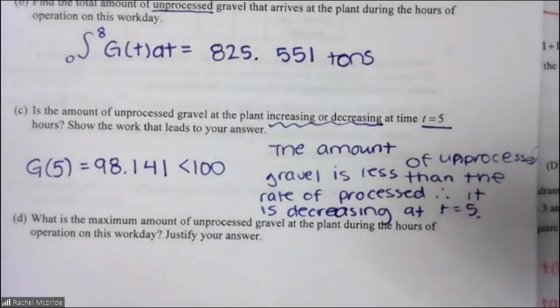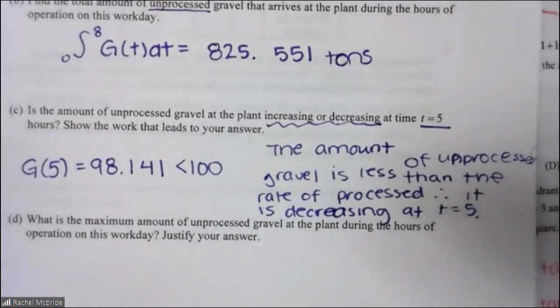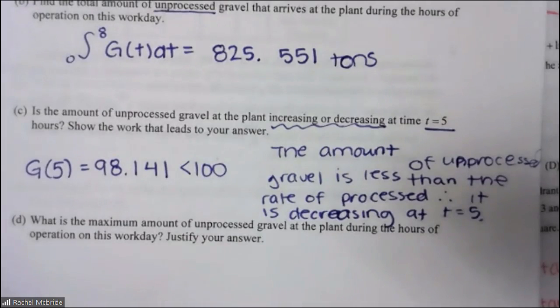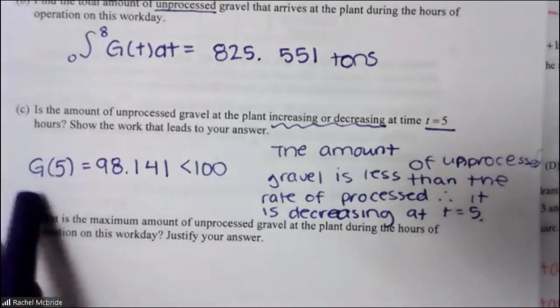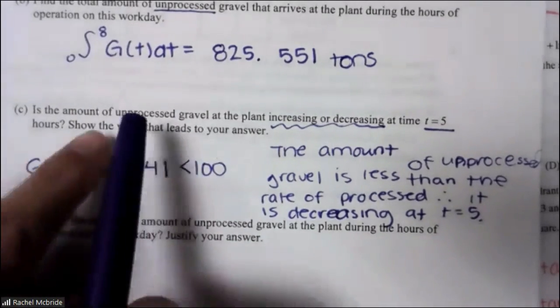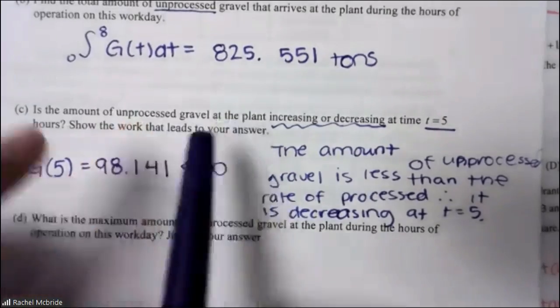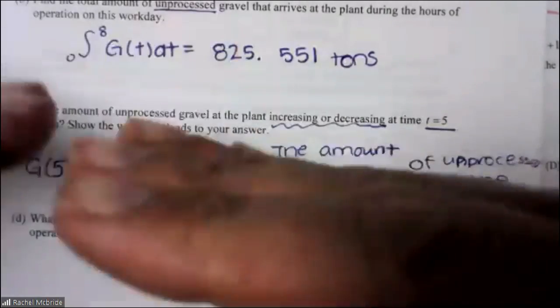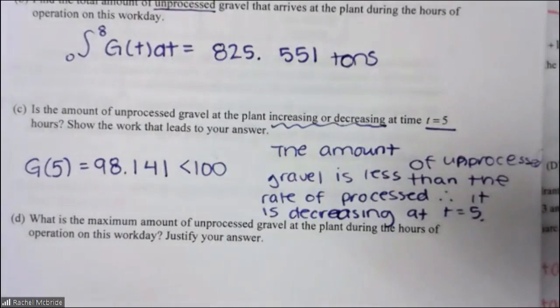Yes, but you would have to compare it still to the amount that's being processed. You would just have to say that because it's negative and the derivative of the processed was 0, then you could say it also. But yeah, you would still have to go back because it's not necessarily just asking you about the unprocessed. It's asking you about the two being compared. Does that make sense?